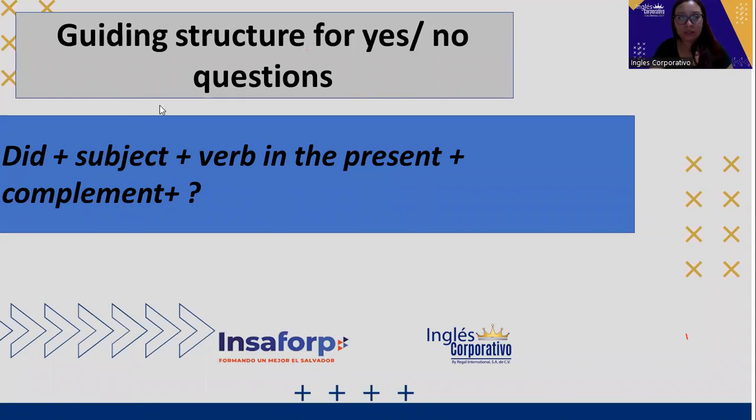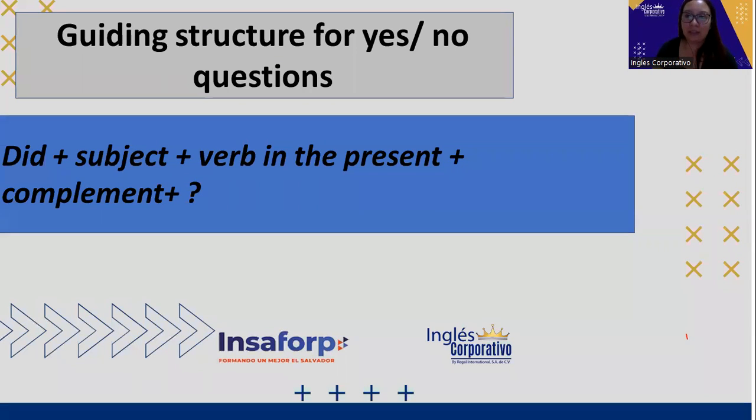And I will always start, como todas las preguntas de sí o no que han visto hasta el momento, siempre inician con el auxiliar. En este caso, en simple past, nuestro auxiliar es did, ¿ok? Nuestro auxiliar es did para todos los sujetos, para todos los pronombres personales se ocupa did. Entonces, inicio con did, luego el sujeto y luego el verbo que se va a quedar en presente porque el did está haciendo el cambio, ¿ok? Y luego todo lo que siga pues es complemento, ¿ok? Esa es la estructura que yo voy a utilizar para hacer preguntas de sí o no.